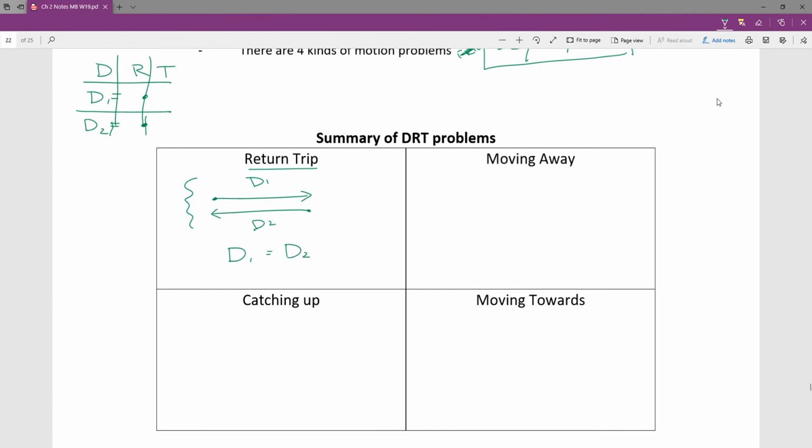And we know that distance 1 is this rate times this time. And we know that distance 2 is this rate times this time. So in that way, this is the framework that we would use for that return trip.